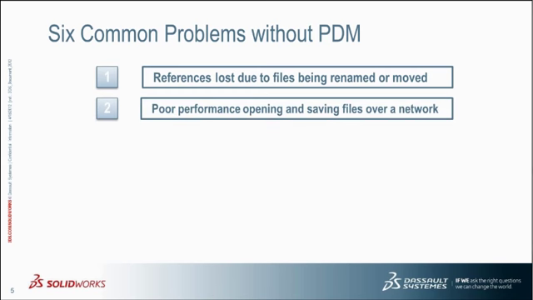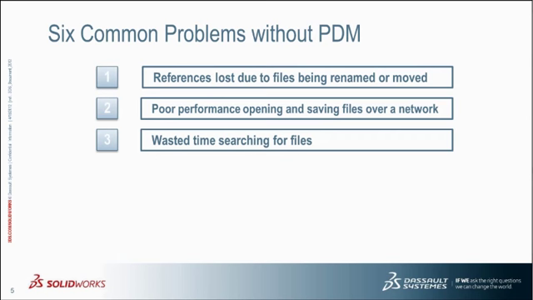The second problem companies often experience is poor performance opening and saving files when the files are accessed on network drives. We all know that 3D data sets can get quite large and create a lot of network traffic during these operations. Copying and opening files to a local workstation is typically faster than opening directly. But when you use this method in a collaborative environment, it causes other issues, which we'll get into in a little bit.